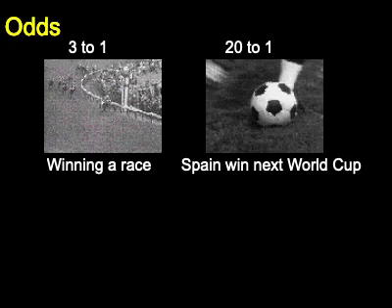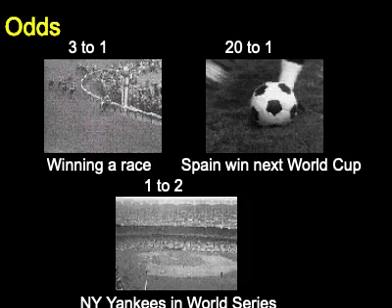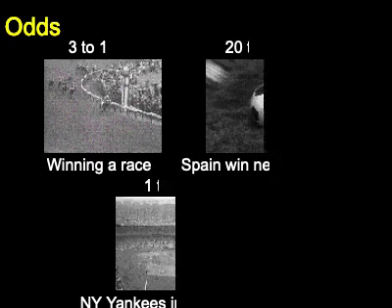To understand odds ratios, we must start with the concept of an odds. The term odds is commonly used in sporting events. We may read that the odds are 3 to 1 against a particular horse winning a race, or that the odds are 20 to 1 against Spain winning the next World Cup, or that the odds are 1 to 2 that the New York Yankees will reach the World Series this year.